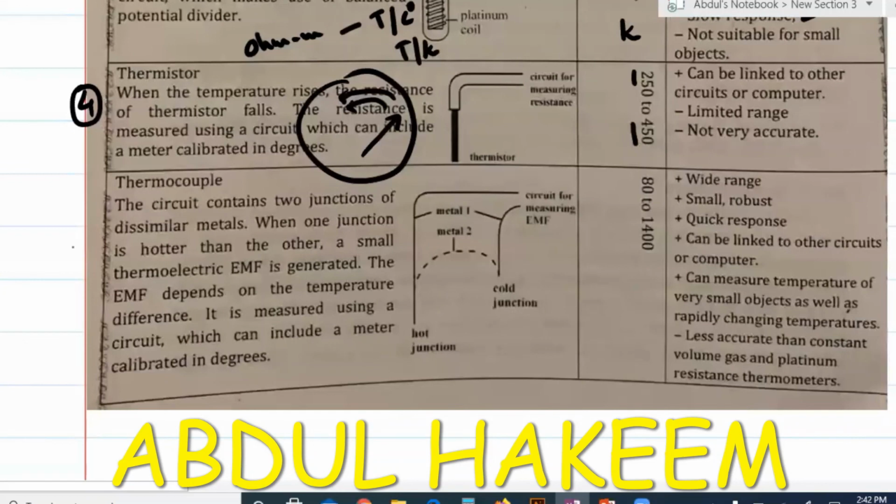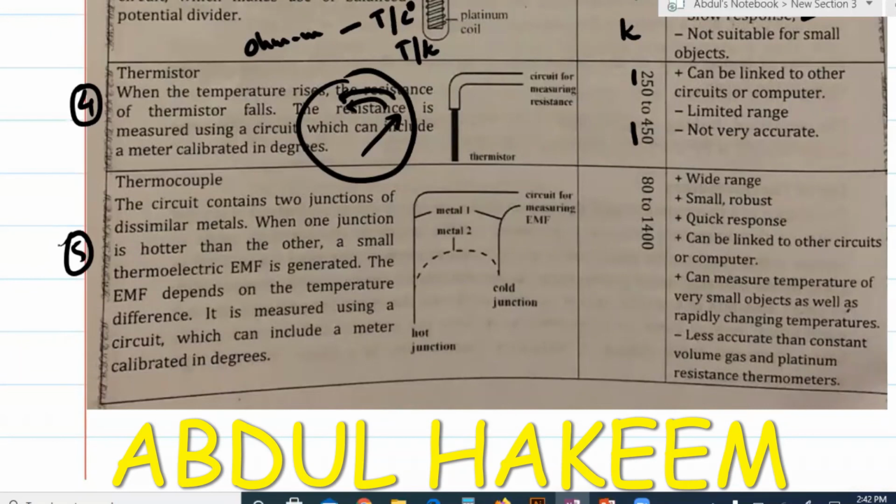And number 5, the last, is the thermocouple thermometer. We have done it in O-level. The circuit contains two junctions of dissimilar, different metals. When one junction is hotter than the other, a small thermoelectric EMF is generated. This EMF depends on the temperature difference. The greater the temperature difference, the greater the EMF generated. It is measured using a circuit, meaning a voltmeter measures the EMF, and the voltmeter is calibrated into degrees Celsius to measure the temperature.